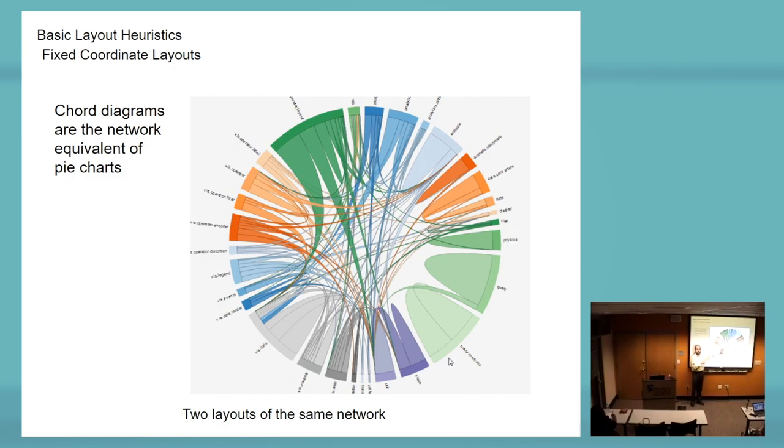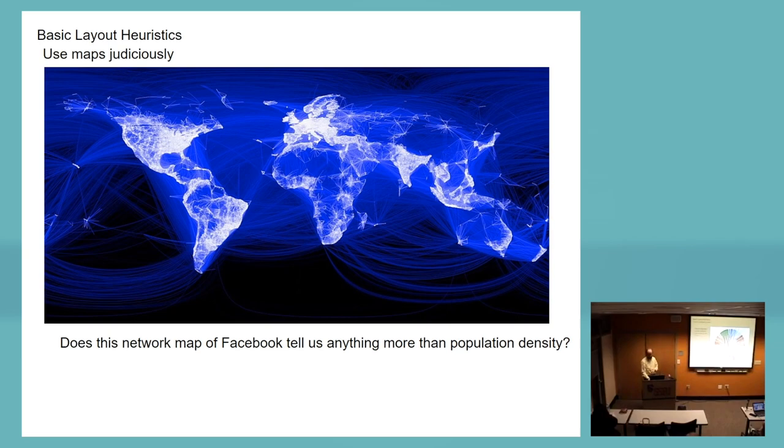You should never use a pie chart in general in science and communication. You should never use a chord diagram. They look beautiful. They are cool looking. I'll grant you they have this sort of nice look, but somehow I don't know what to get out of them. It just doesn't seem that nice.